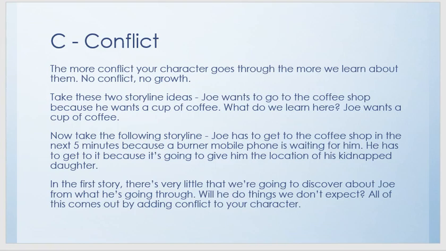What did Joe have to go through to do that? What did he do? Maybe he did things that he hated doing, that he never thought he'd see himself doing. Maybe he thought he'd never killed somebody, and then Joe pulls the trigger on the kidnapper and kills him to get his daughter. So putting conflict into your storyline, or even your character building, can bring out more form.